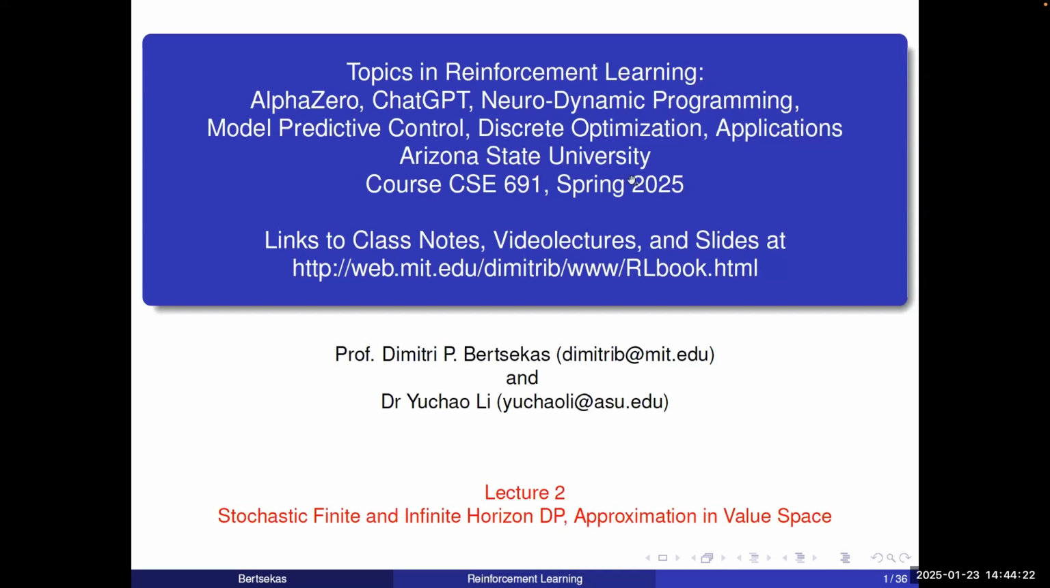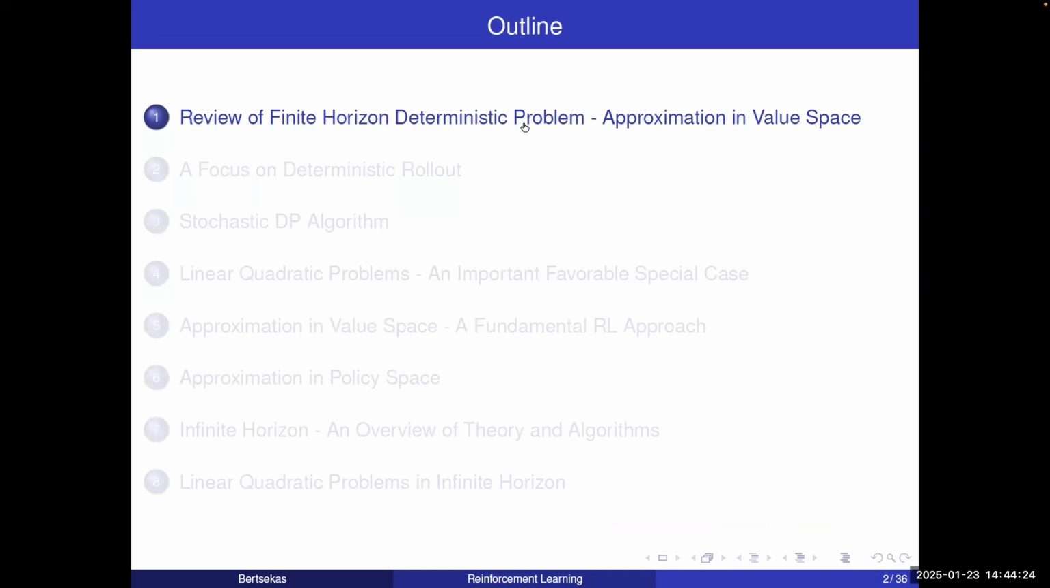So first, we're going to review the finite horizon deterministic material that we covered last time, the dynamic programming algorithm, and we're going to discuss methods of approximation in value space. And then we're going to focus on a particular one, deterministic rollout. We're going to do an example. Rollout is an algorithm that's going to play a significant role in this course. It is simple and reliable, and we're going to cover it in its various versions.